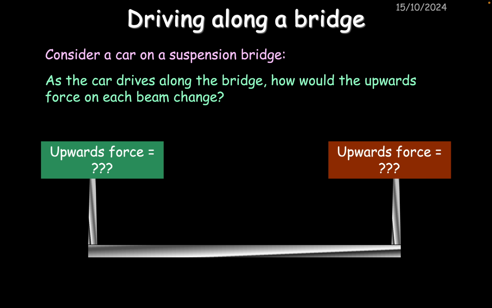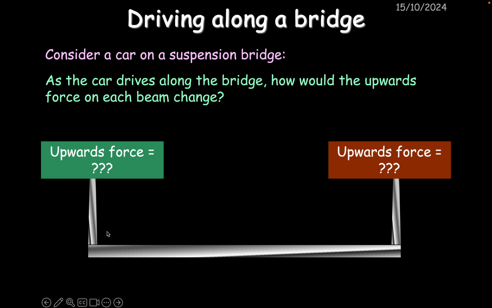So here's another example of a bridge, for example, that's held up with cables at the two ends, okay? So it's a floppy bridge, and you're going to go up across it. So then we have a car. So as the car drives along the bridge, how would the upward force on each beam change? These are the beams they're talking about. So obviously when the car is at this side, this beam is going to take more of the weight than this beam.